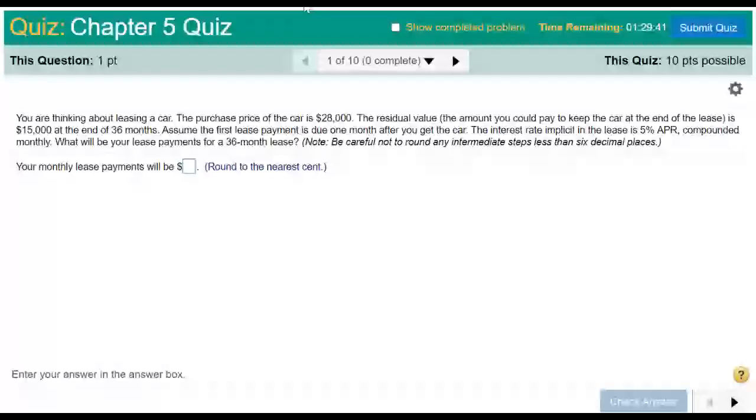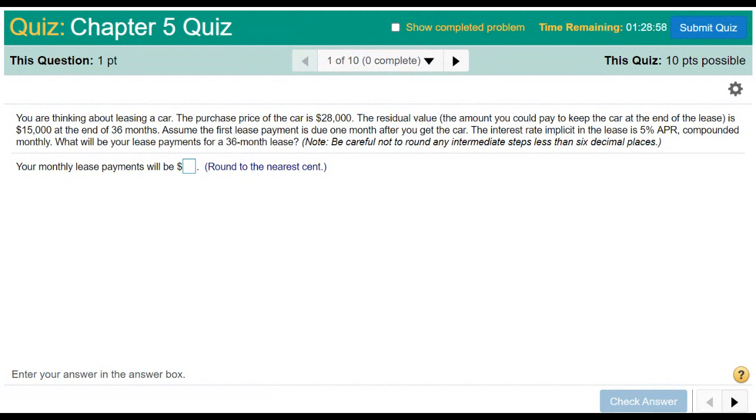Okay, can you guys see the screen? Yes, Professor. Okay, so you're thinking about leasing a car. The purchase price of the car is $28,000. The residual, the amount you could pay off to keep the car at the end of the lease, is $15,000. At the end of the 36 months, assume the first lease payment is due next month, or 1 month after you get the car. The interest rate implicit in the lease is 5% compound monthly. What would be your lease payments for 36 months?